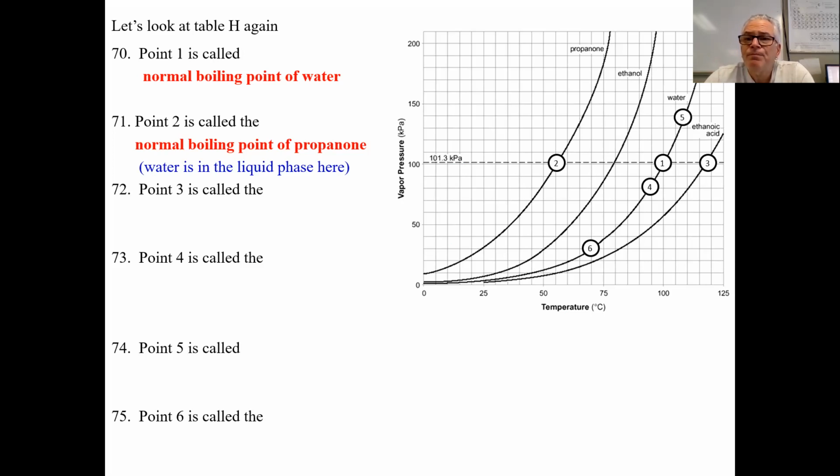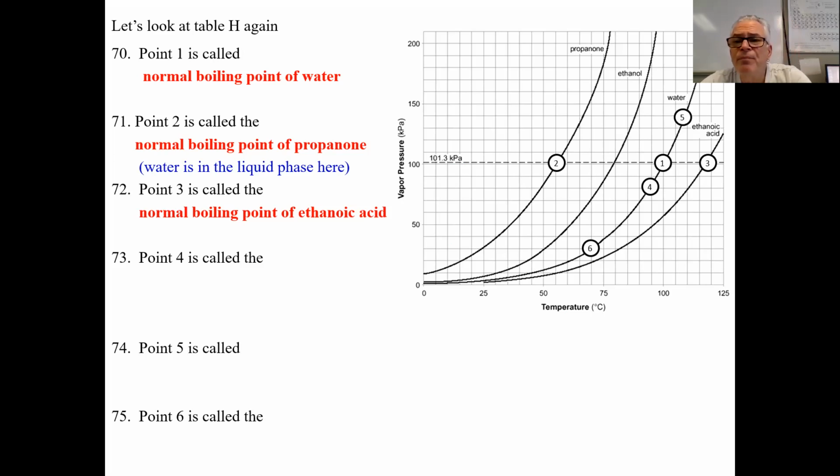Point 3. Point 3 is all the way to the right on the dotted line. So it's a normal pressure there. And that's on the ethanoic acid line. That would be the normal boiling point for ethanoic acid, right? We don't have a point, but on the dotted line, on the ethanol curve, that would be the normal boiling point for ethanol. It would be at approximately 80 degrees and 101.3 kPa. We don't have a dot there, but that would be the normal boiling point for that substance, ethanol.